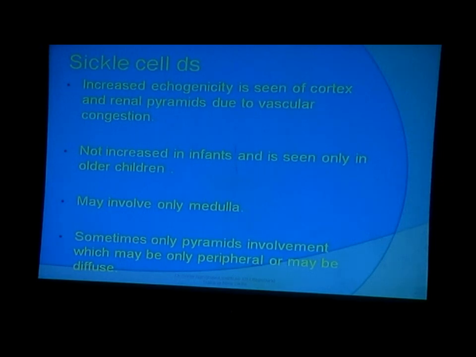So I think now when you come across a case of nephrocalcinosis-like picture in an infant or a child, you should keep all these entities also in mind. That nephrocalcinosis is just a symptom, is just a picture. You have many causes for it.